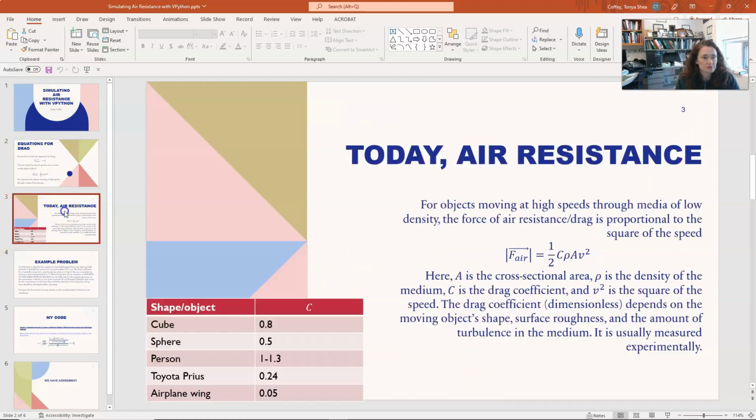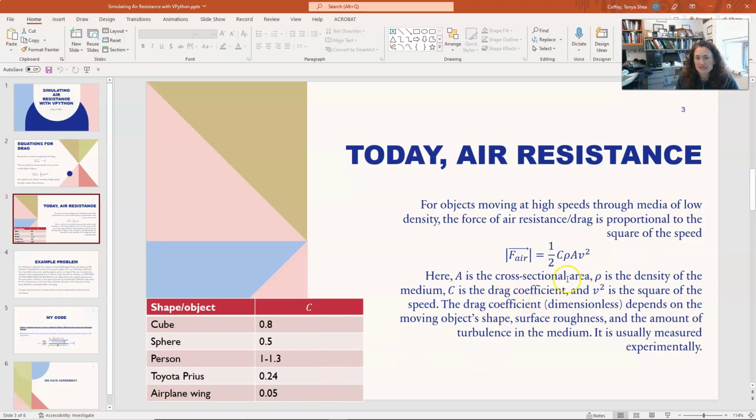So to remind ourselves here, C is that drag coefficient. The drag coefficient depends mostly upon geometrical factors. For certain typical shapes, you can determine the drag coefficient. For a cube, for example, it's 0.8, for a sphere, it's 0.5. But most drag coefficients are determined experimentally. Here are some for a person, a Prius, an airplane wing, ranging from about 1.3 to 0.05. Most of the time you use a wind tunnel or something like that and determine the drag coefficient experimentally.